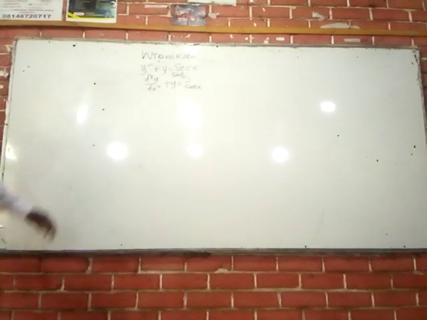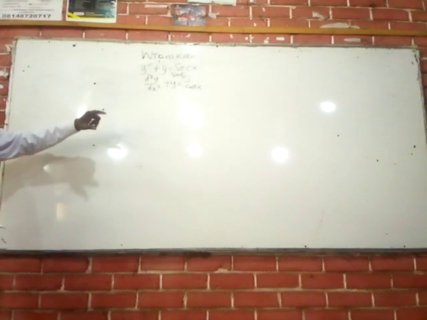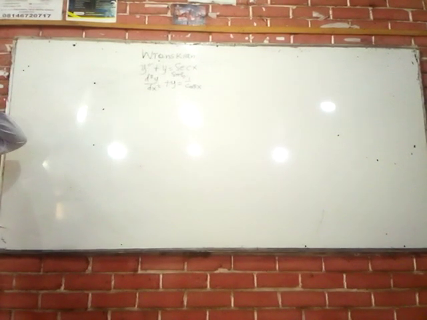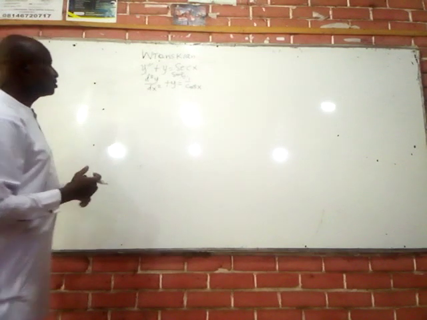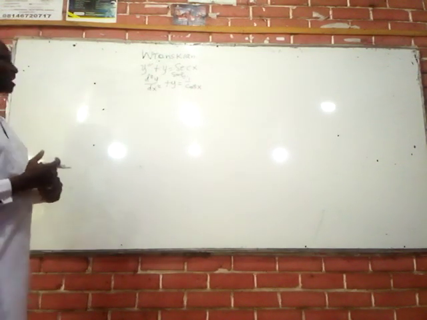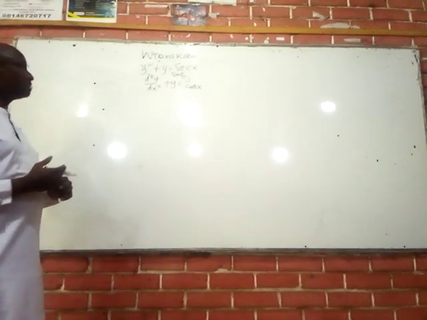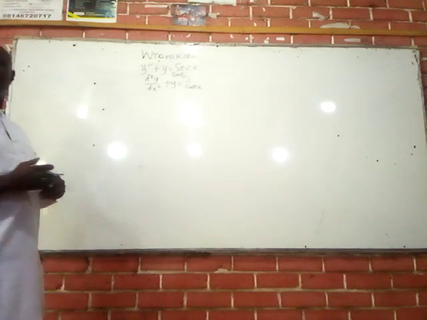Now, this is a non-homogeneous second order differential equation, but you cannot use undetermined coefficients to solve it easily. You can either use the variation of parameters method or the WRONSKIAN method. So we are going to use the WRONSKIAN method.